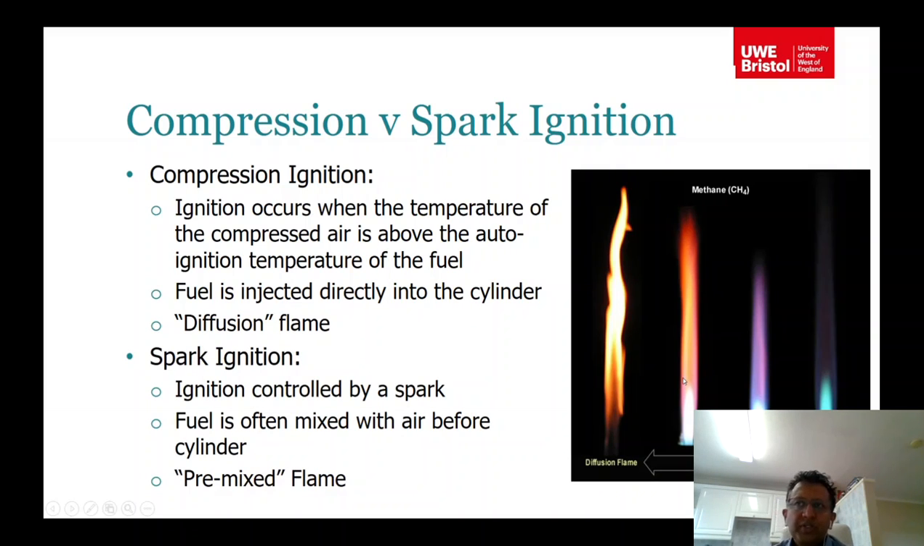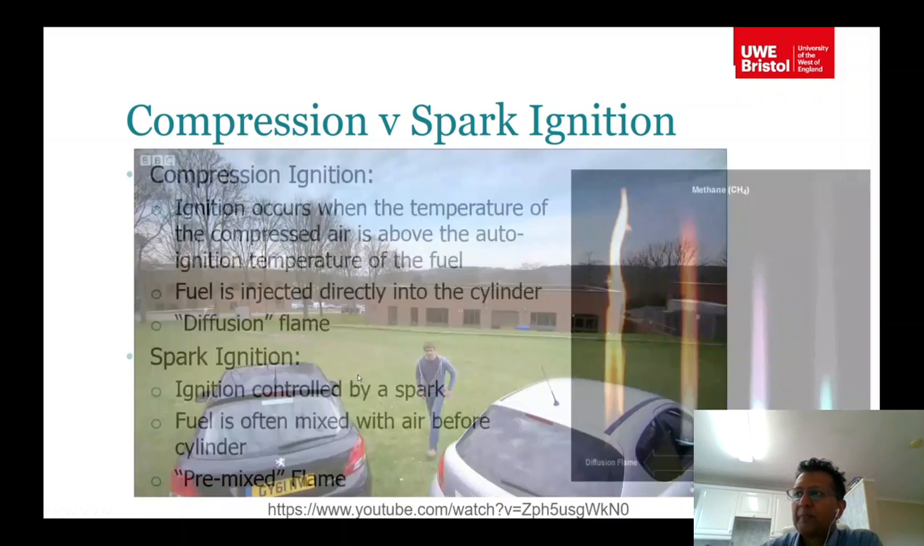So in spark ignition, the ignition is controlled by the spark. Fuel is normally mixed with air before the cylinder. So in spark ignition, it's a premixed flame. You need to know that in a compression ignition engine, the flame is a diffusion flame, whereas in a spark ignition engine, the flame is a premixed flame.